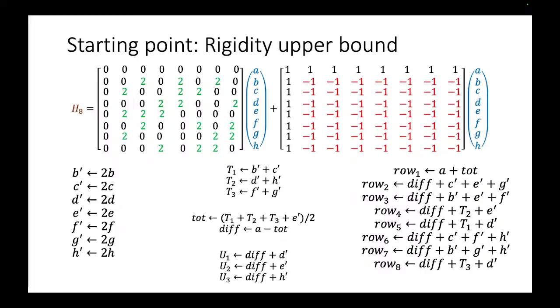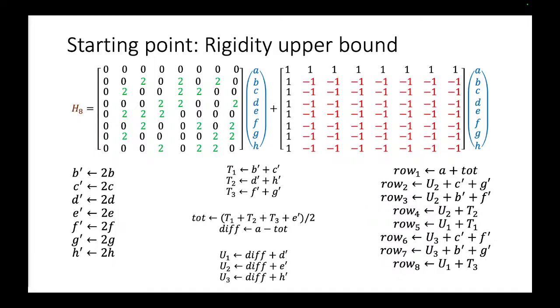So I'm ahead of time going to compute diff plus d prime, e prime, and h prime, and then I'm going to use those to start off the sums of diff and something over here on these 7 rows on the right side. So this was great. I added 3 operations. I subtracted 7 operations. So I saved 4 more, and we got down to 30 operations.